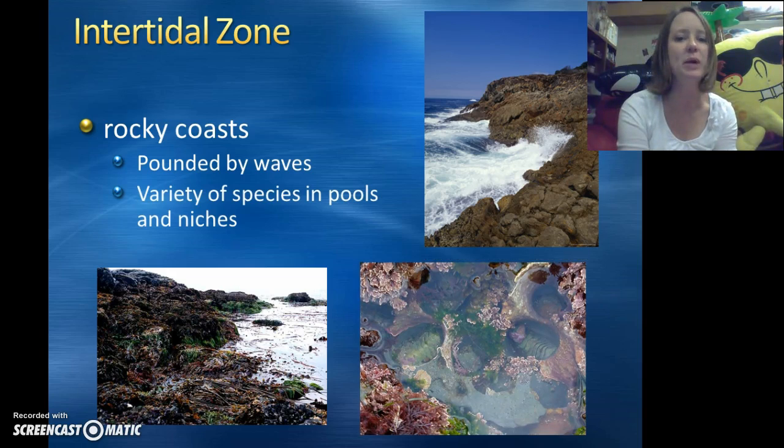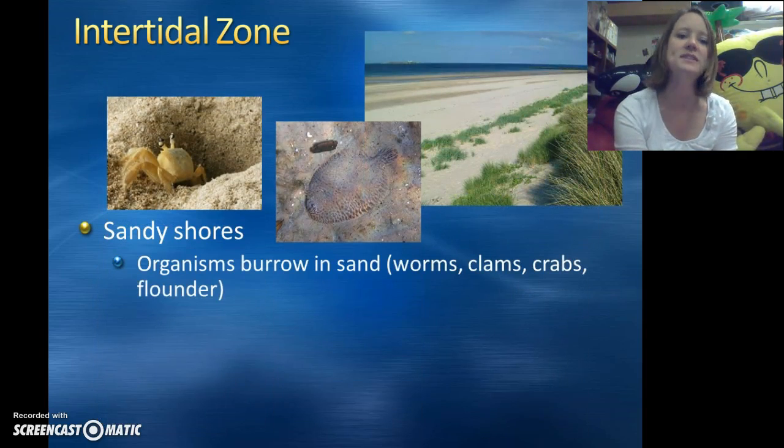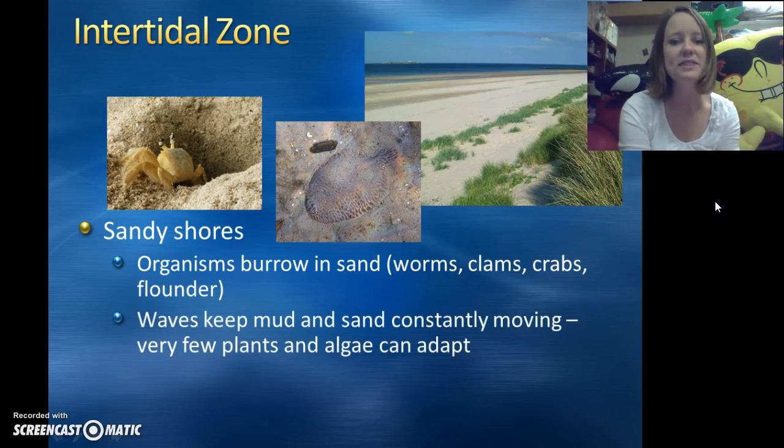Some of our intertidal zones have rocky coasts that are constantly pounded by waves. And so the species that we have live in the tidal pools. Now on sandy shores like we have in North Carolina, the organisms, instead of living in these little pools, burrow down into the sand. So worms, clams, crabs, even our little flounder here that can burrow himself into the sand. But the waves keep that mud and sand constantly moving. So you don't see as many plants here because it's hard to adapt to those constantly changing conditions.